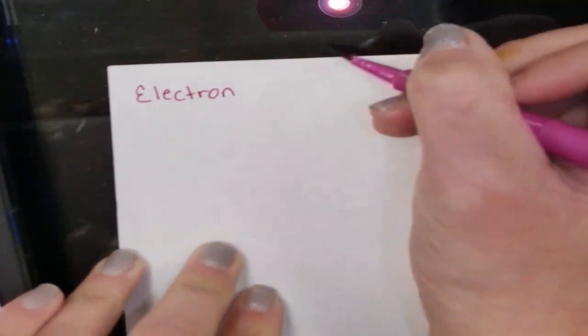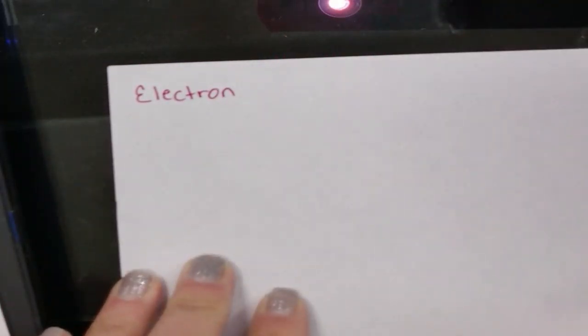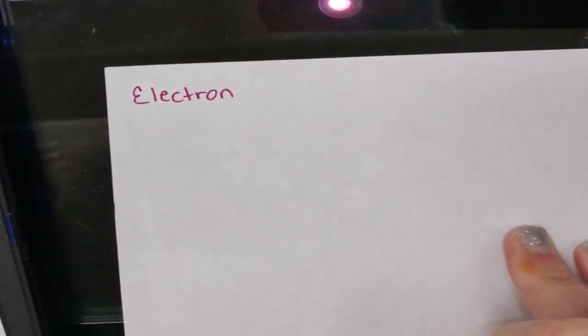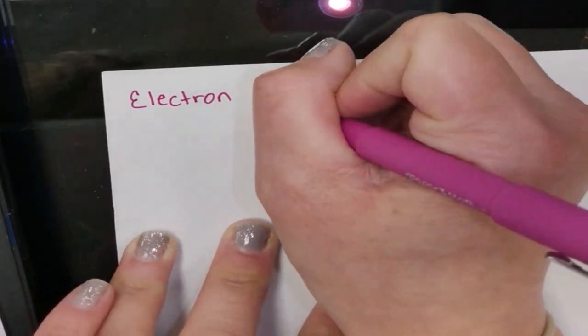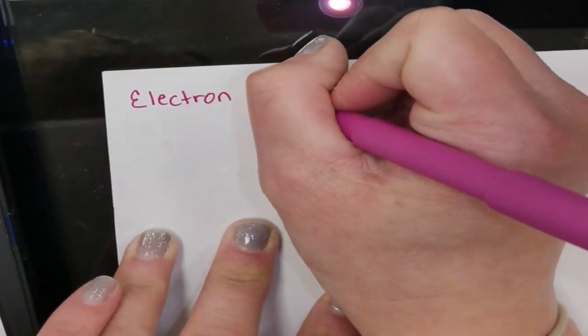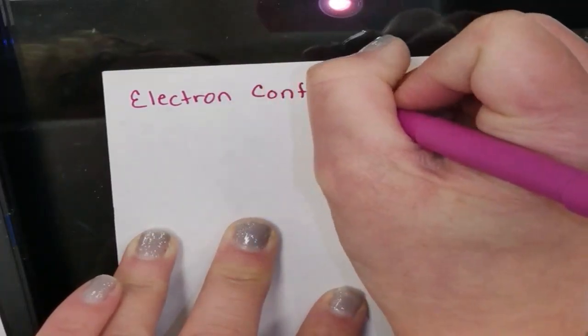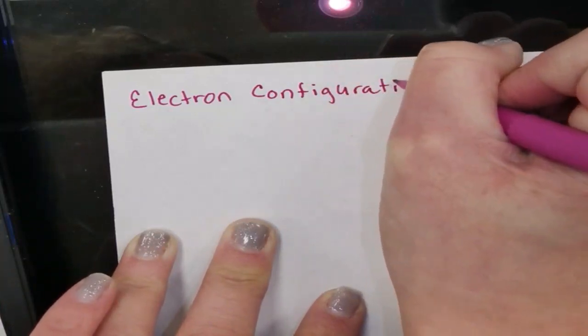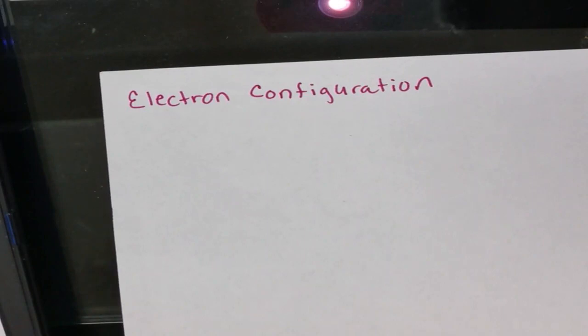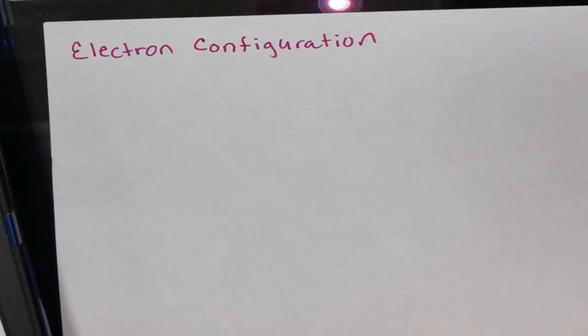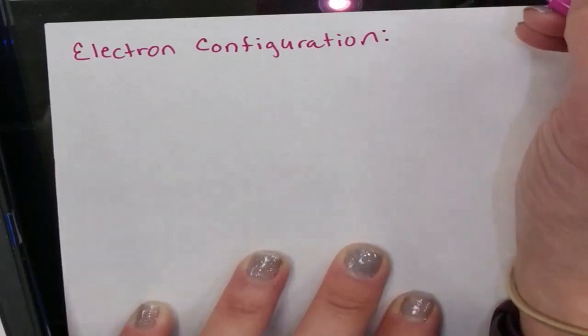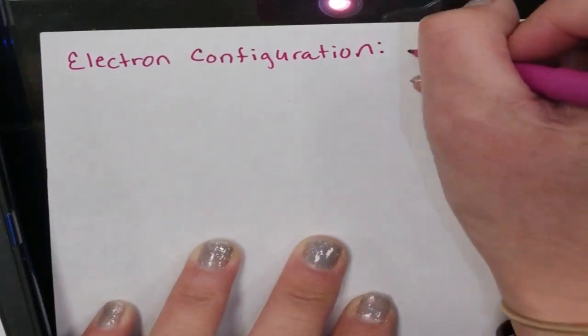But if you remember, I told you, let me see if I can focus this better. All right, there we go. So if you remember when we were drawing Bohr models, I told you Bohr models really don't work after element number 20. And we talked a little bit about it having something to do with the third energy level. So let's look at electron configuration. This is a better way for us to figure out where the electrons are. So the electron configuration is simply the arrangement of electrons in an atom.